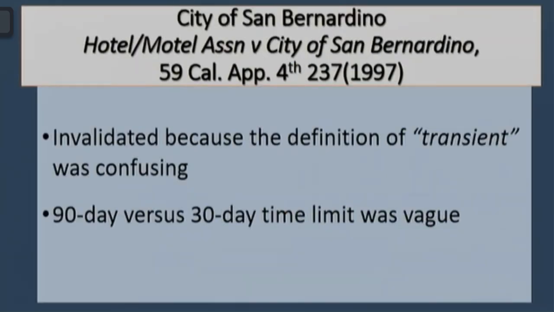There have been a couple of challenges to TOT measures. Most of the time the challenges are unsuccessful, but a couple of the successful challenges I wanted to point out. We need to be very careful on how we draft these. We had a TOT ordinance that got invalidated because the definition of transient was 30 days, whereas the definition of hotel was 90 days, so you couldn't figure out when somebody was actually a transient.